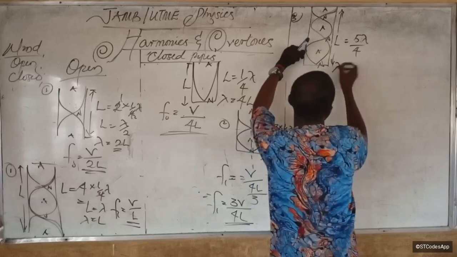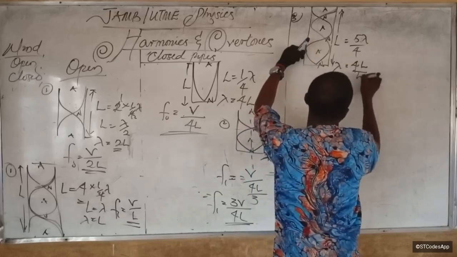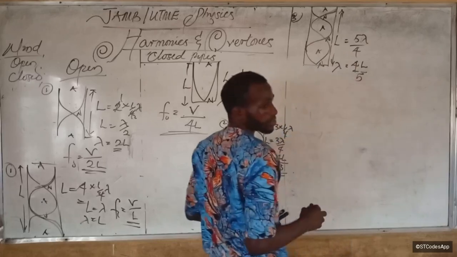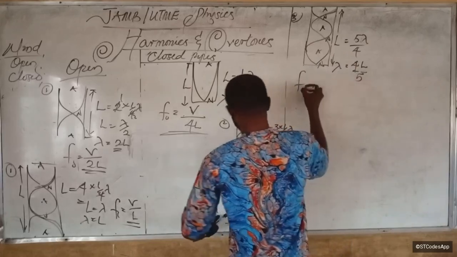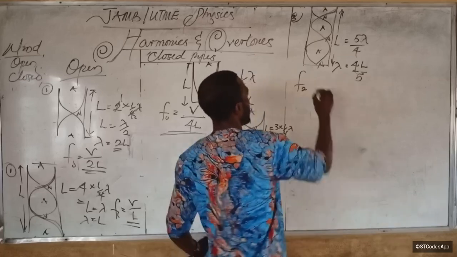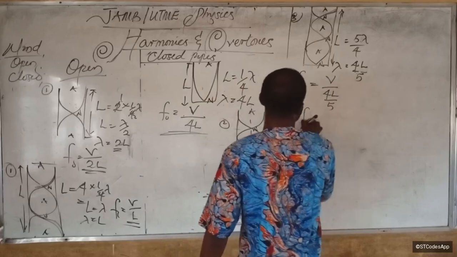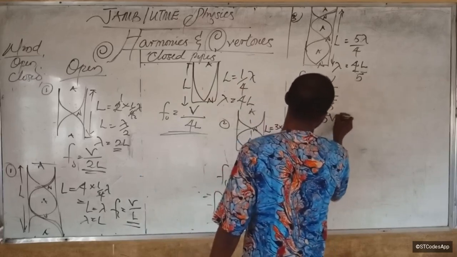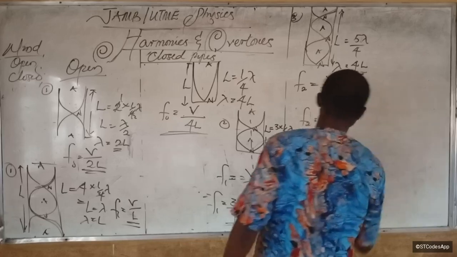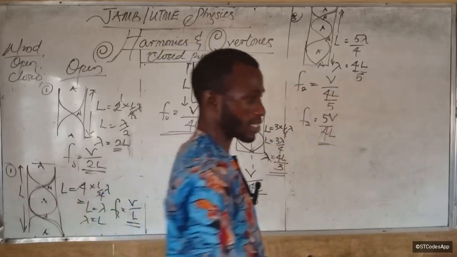So that lambda will be equal to 4L over 5, if that's the case. So now F2 in this case is going to be equal to V over 4L over 5. So F sub 2 will be equal to 5V over 4L. With this, we should be able to create our set of harmonics and overtones.